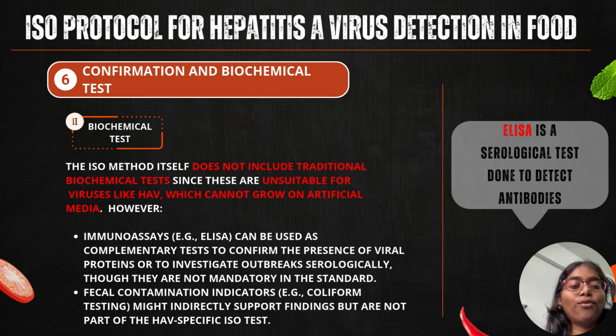This is an example. For biochemical tests, the ISO method itself does not include traditional biochemical tests since these are unsuitable for viruses like HAV, which cannot grow on artificial medium. However, immunoassays like ELISA can be used as complementary tests to confirm the presence of viral proteins or to investigate outbreaks serologically, though they are not mandatory in the standard. Otherwise, we can also use fecal contamination indicators, for example, coliform testing, which might indirectly support findings but are not part of the hepatitis A virus specific ISO test. ELISA is a serological test done to detect antibodies.